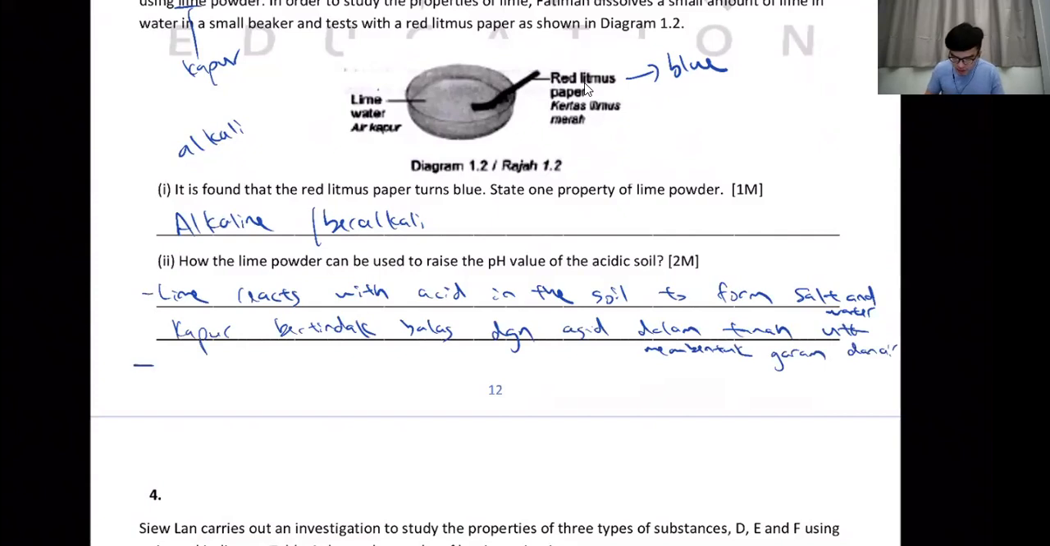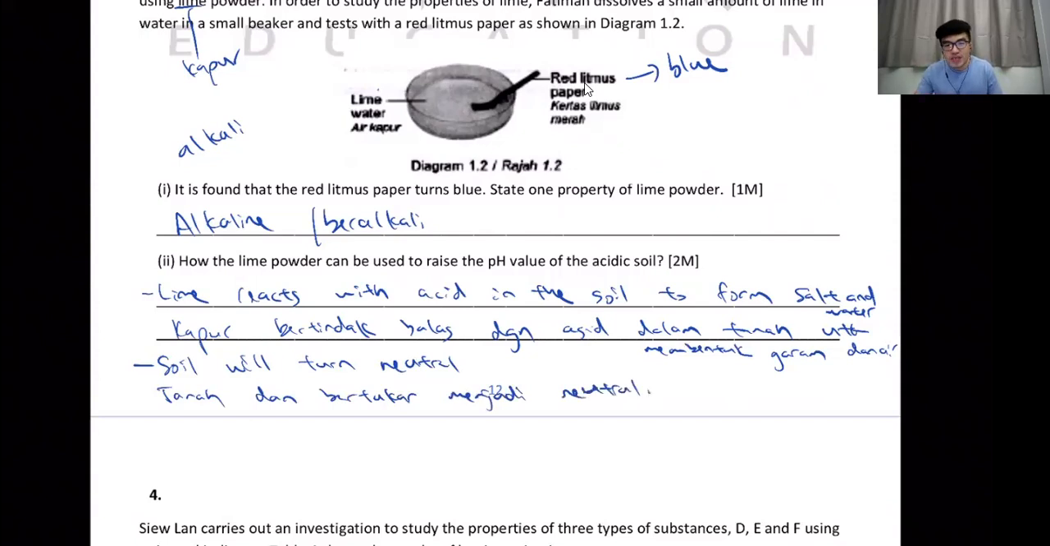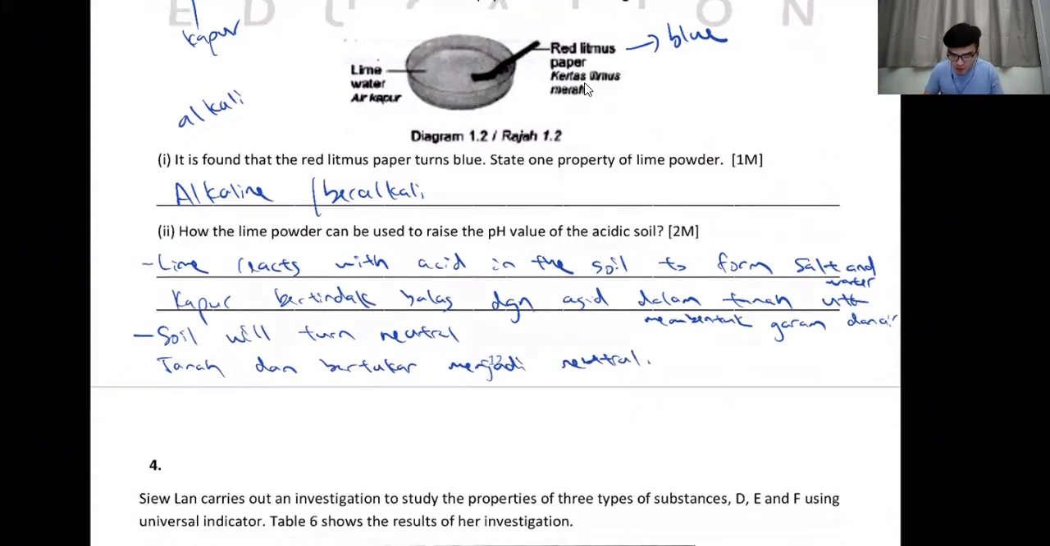So about the other mark, as you know, salt and water is neutral, so you can say that the soil will turn neutral. Tanah akan bertukar menjadi neutral. Now the soil is good. Can we eat the salt produced? Not really. Like I said, not all salt is edible. For example, just now in our notes we have this salt called sodium nitrate, isn't it?